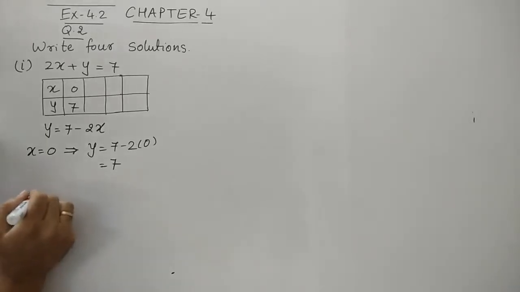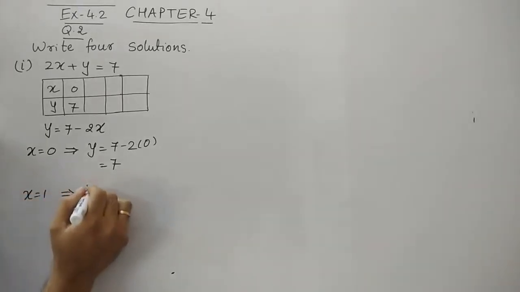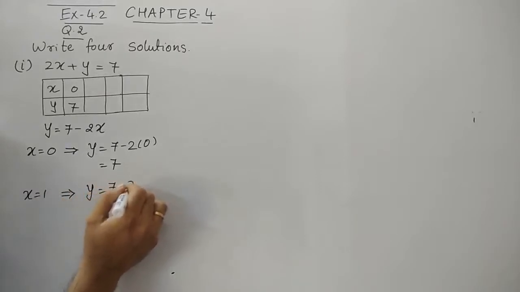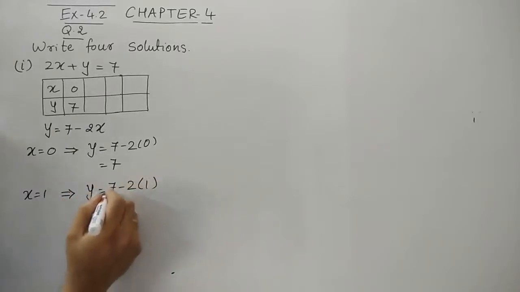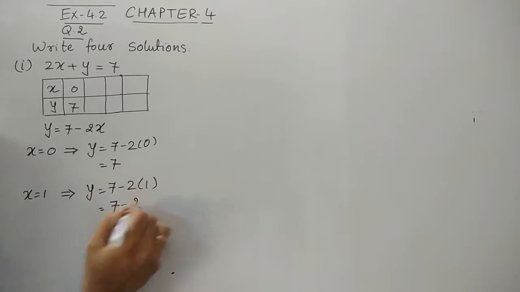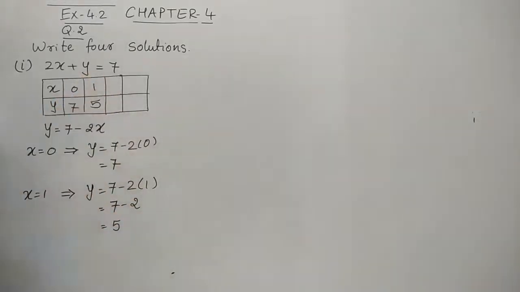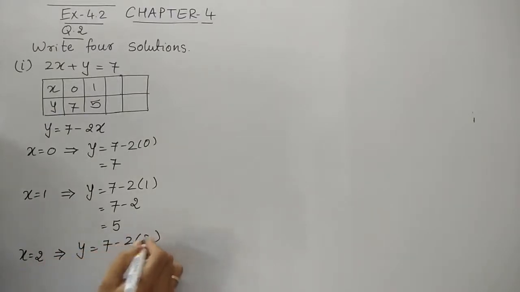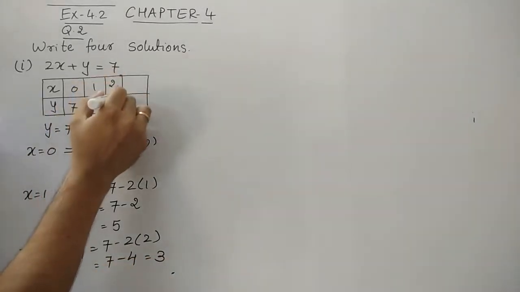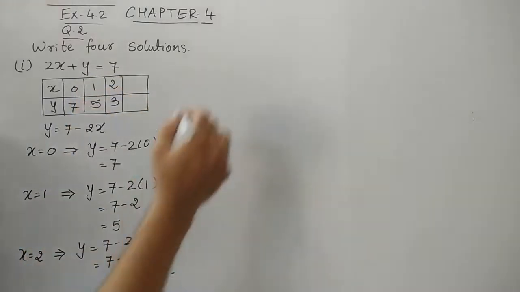Let's go for the other. I'll go for x as 1. So y is equal to 7 minus 2 into 1. So 7 minus 2 is 5. So when x is 1, y is 5. We can go for one more, as we have to find four solutions. For x 2, y is equal to 7 minus 2 into 2. So 2 twos are 4. 7 minus 4 is equal to 3. So x 2, y 3.